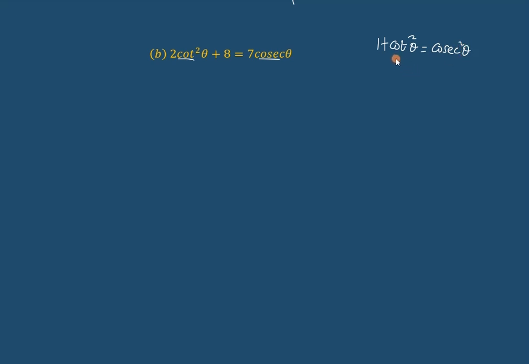So where I have cot, I can substitute there cosec squared minus 1. So we have here that 2 into cosec squared theta minus 1, that one is now in the place of cot squared, plus 8. We get 7 cosec theta. Open the brackets. 2 cosec squared theta minus 2 plus 8 is equal to 7 cosec theta.